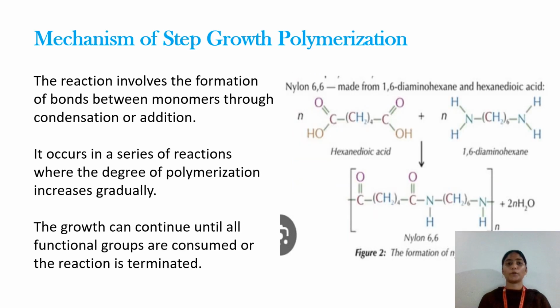Mechanism of step growth polymerization. The reaction involves the formation of bonds between monomers through condensation or addition. It occurs in a series of reactions where the degree of polymerization increases gradually. The growth can continue until all the functional groups are consumed or the reaction is terminated. Here is one example, nylon 6,6.